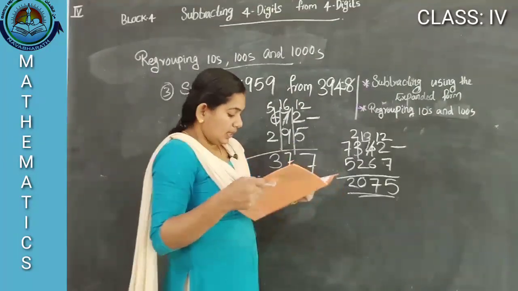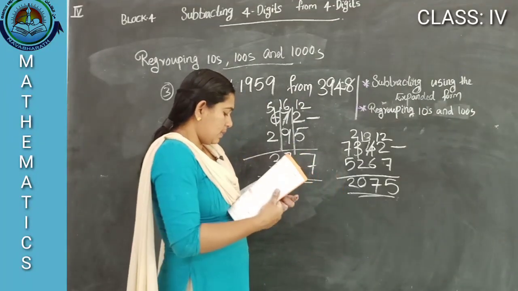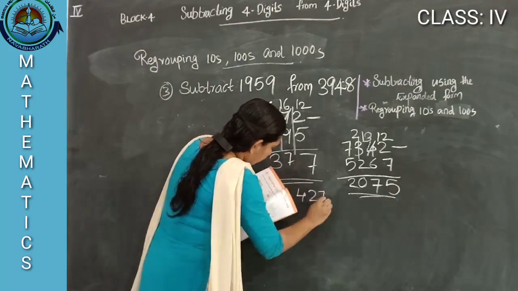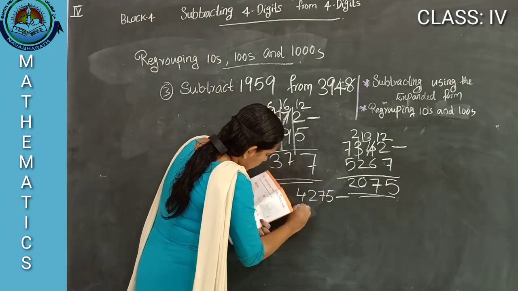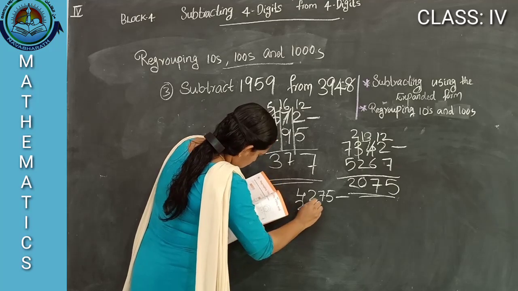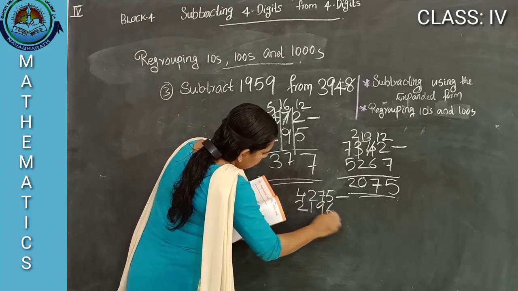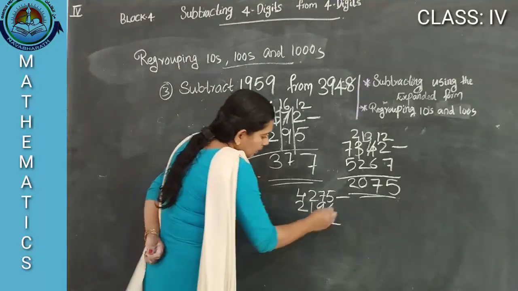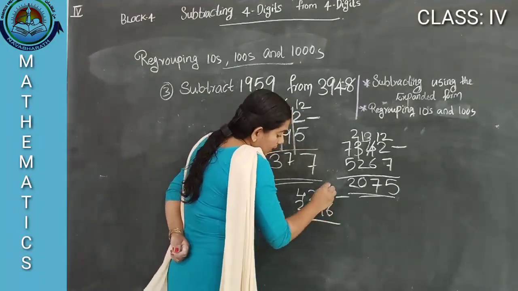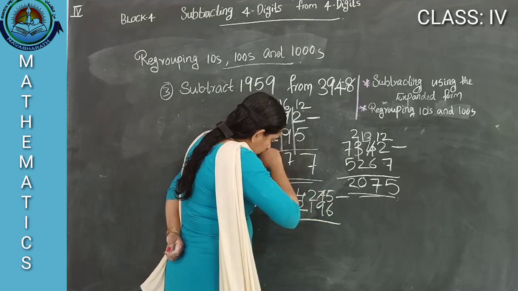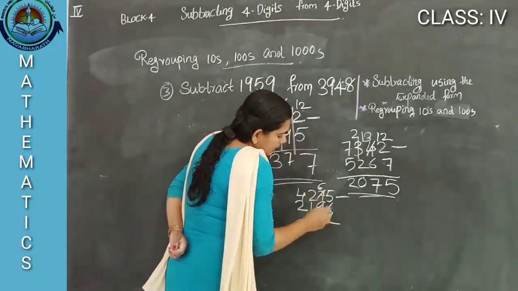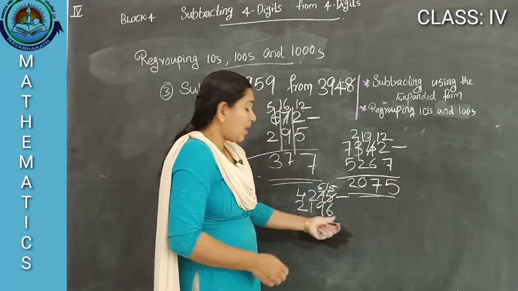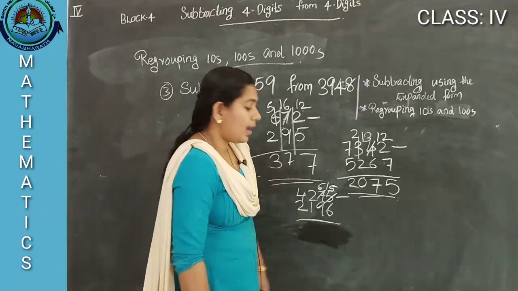Okay. Then question number B in the second. 7,275 minus 2,196. 5 minus 6 is not possible. We are taking 1 from here. 7 becomes 6. 15. 15 minus 6 is 9.